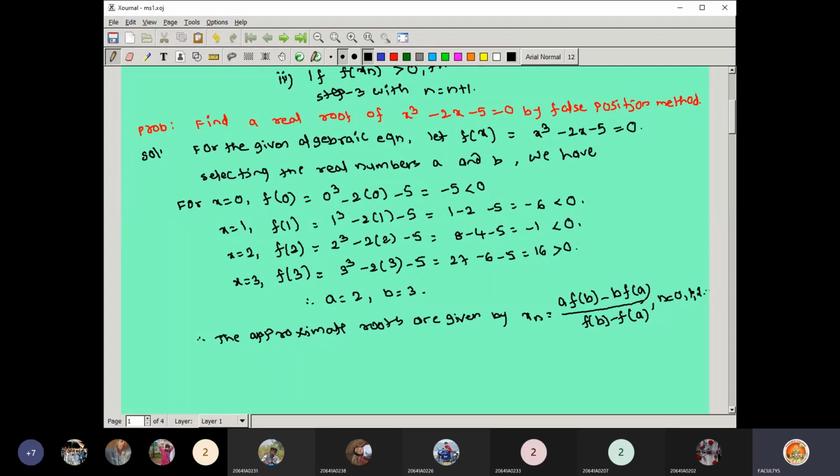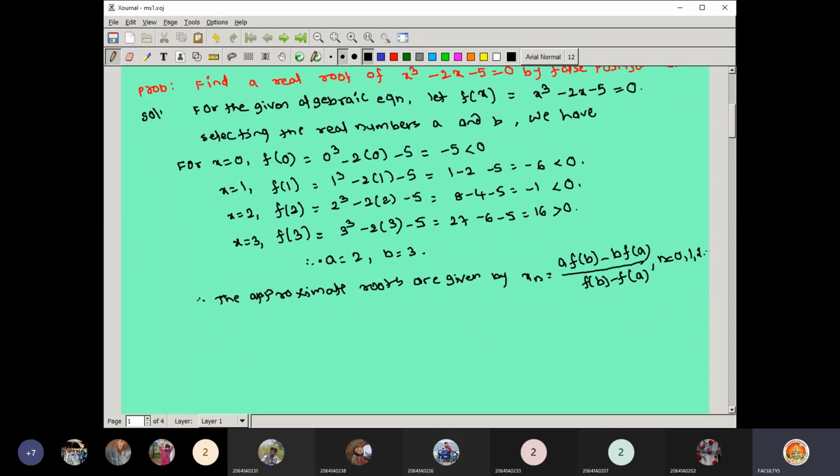Now you substitute the first n equal to 0, so that you get the first approximate root. For n equal to 0, you write x naught equal to a into f of b. What is your b value?